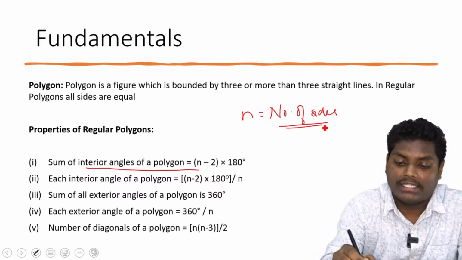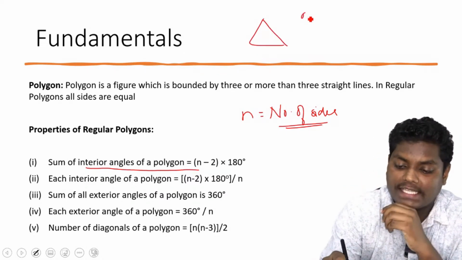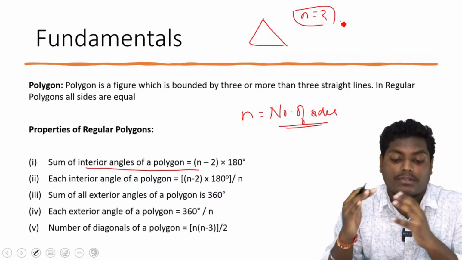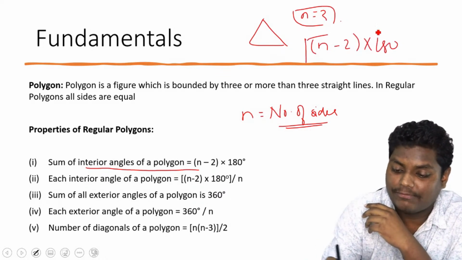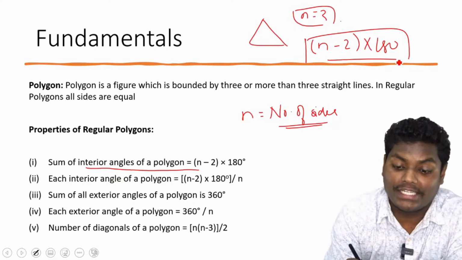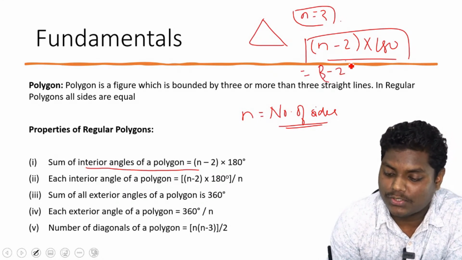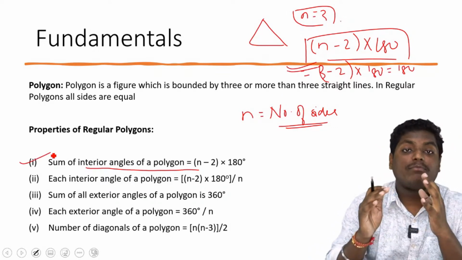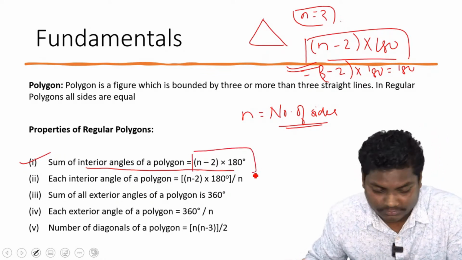If you want to calculate, let's consider a triangle. It's the simplest example that we can take. A triangle has 3 sides, so n equals 3. The sum of all the interior angles of a polygon is (n minus 2) into 180 degrees. You can confirm it for a triangle. We all know that for a triangle, the sum of all the angles is 180 degrees. For a triangle, it's (3 minus 2) into 180, which comes to 180 degrees. So this clears that the sum of the interior angles of a polygon is (n minus 2) into 180 degrees.